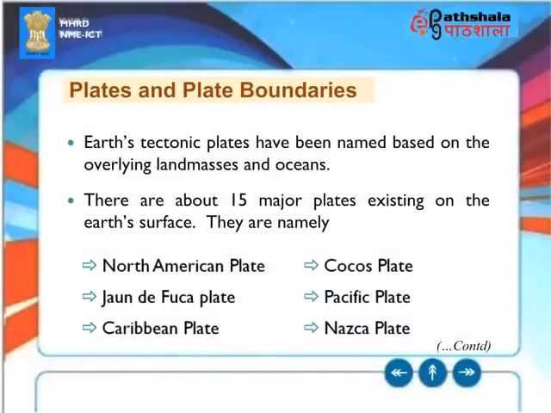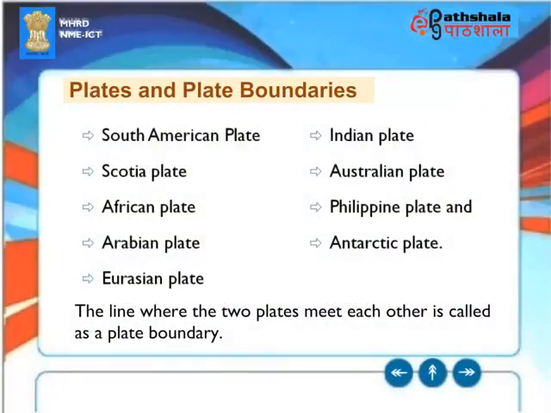Plates and plate boundaries. Earth's tectonic plates have been named based on the overlying land masses and oceans. There are about 15 major plates existing on the Earth's surface. They are namely North American Plate, Juan de Fuca Plate, Caribbean Plate, Cocos Plate, Pacific Plate, Nazca Plate, South American Plate, Scotia Plate, African Plate, Arabian Plate, Eurasian Plate, Indian Plate, Australian Plate, Philippine Plate, and Antarctic Plate. The line where the two plates meet each other is called a plate boundary.